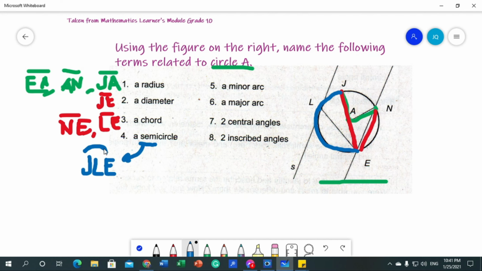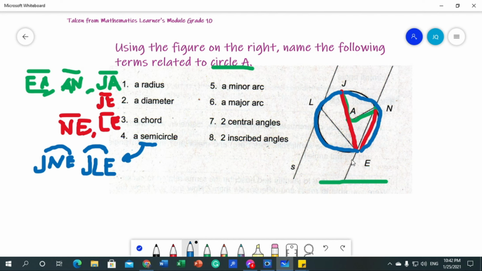The symbol is like a frowning lip, and then three letters: J, the first point, then the middle point, and then the end point of the semicircle. Or you can do the reverse, from E L J. Do you have another semicircle? Yes, of course. That's J N E. Arc JNE or ENJ.